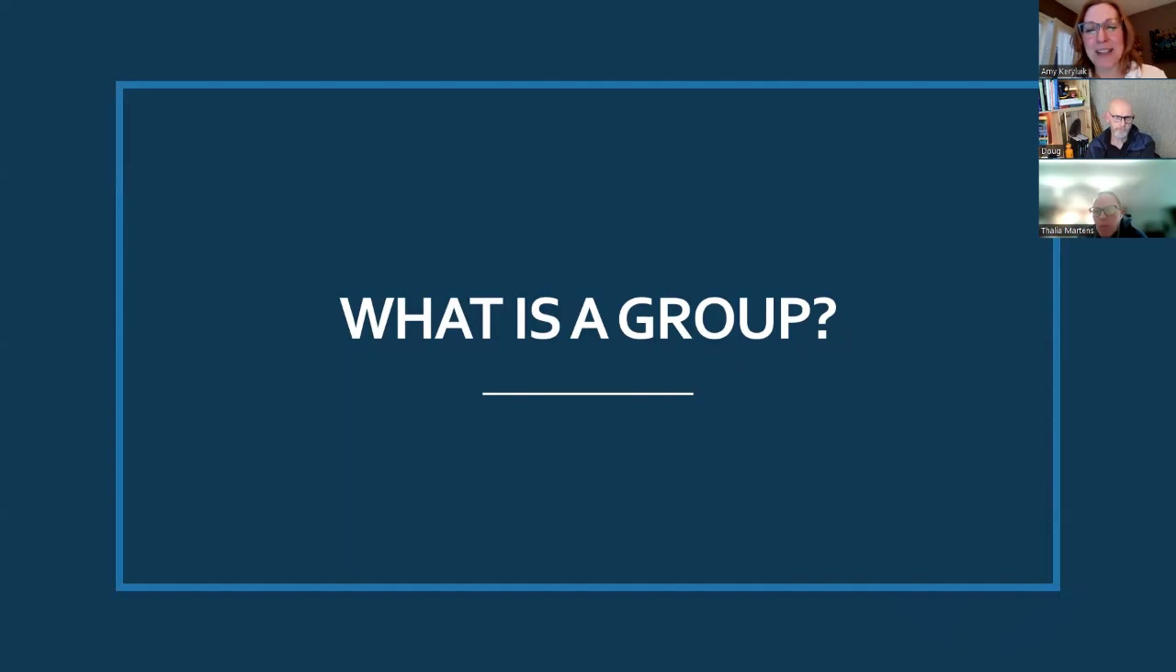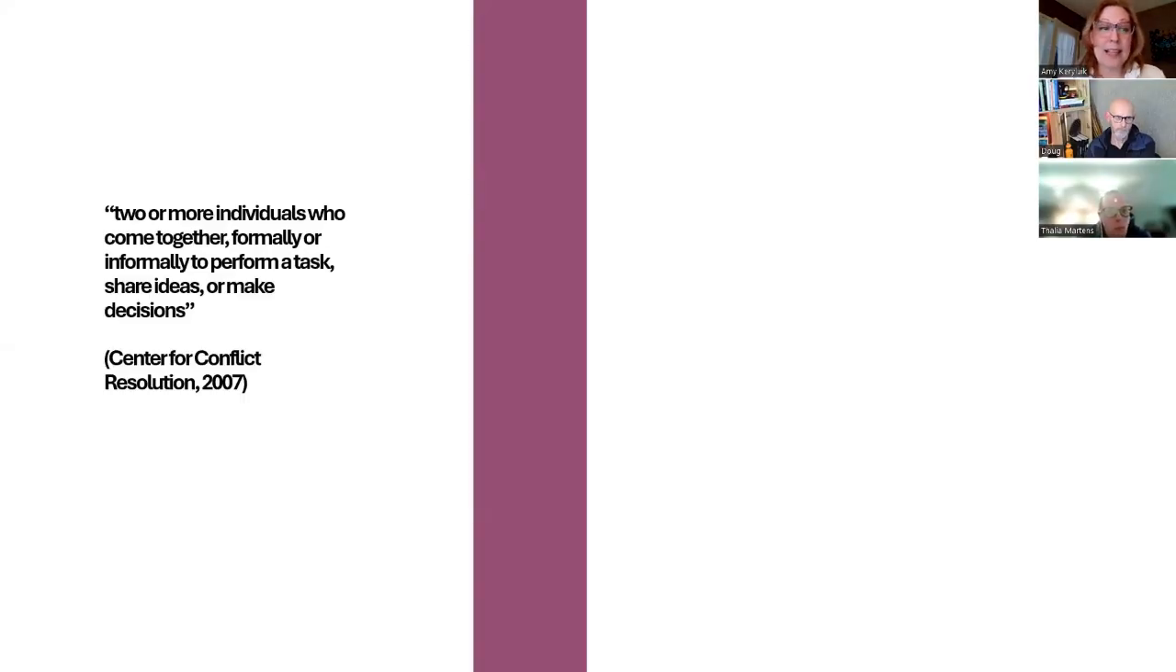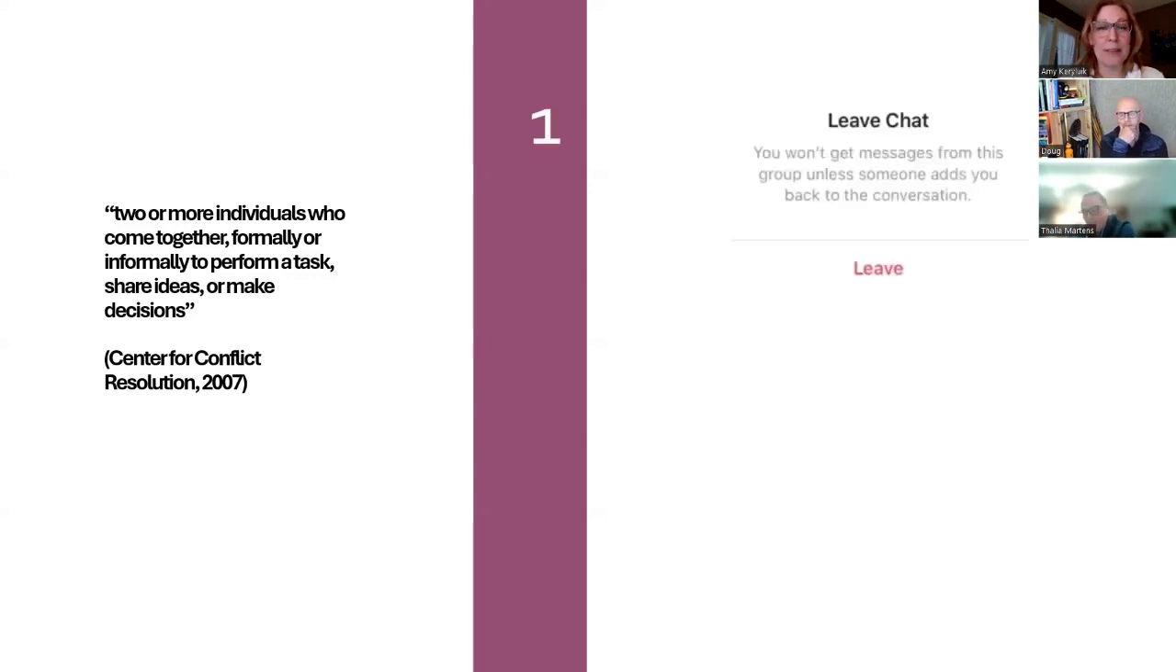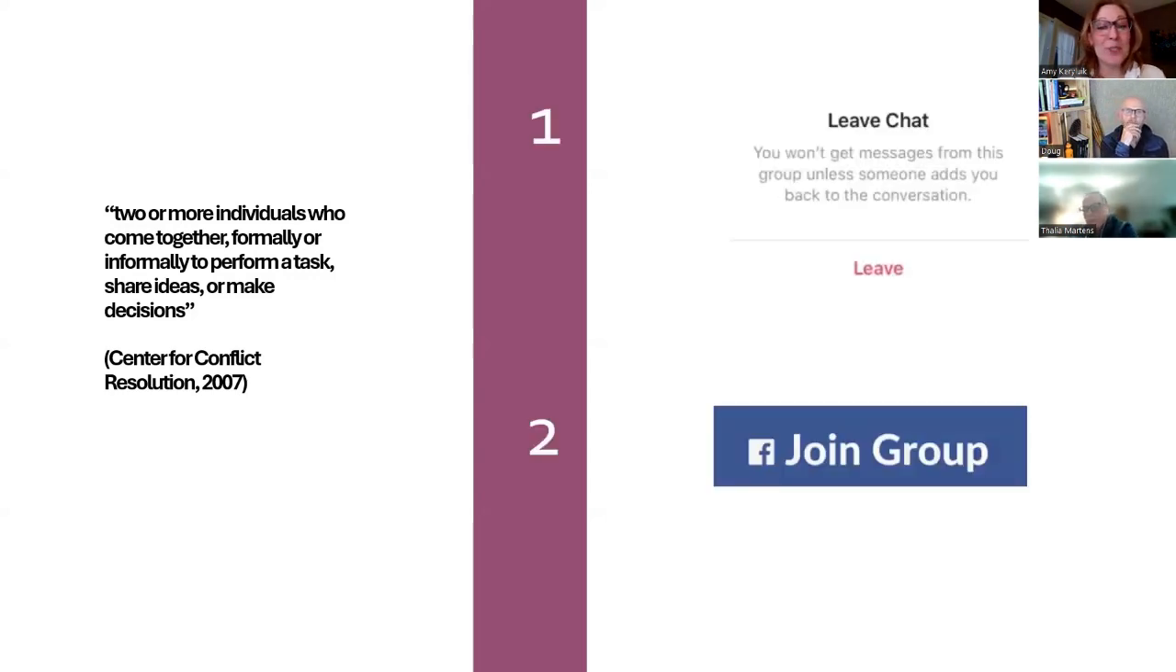Before we dive into this subject, we need to talk about groups and teams. To start us off, what is a group? According to the Center for Conflict Resolution from those Justice Institute references that I referred to earlier, a group is defined as two or more individuals who come together formally or informally to perform a task, share ideas, or make decisions. Groups are formed every day, and it's important to note that every time a member of a group leaves or joins a group, a completely new group is formed.